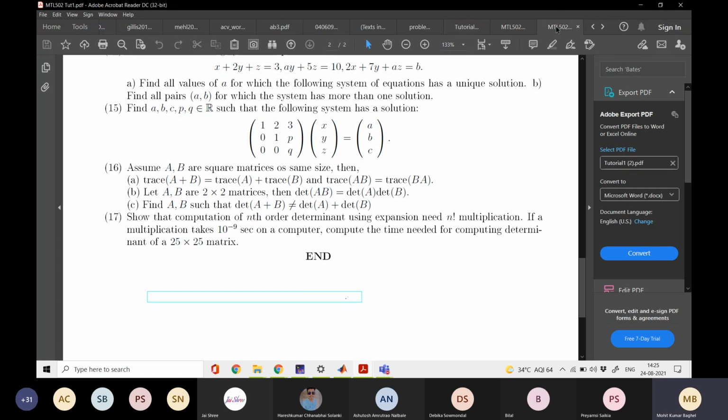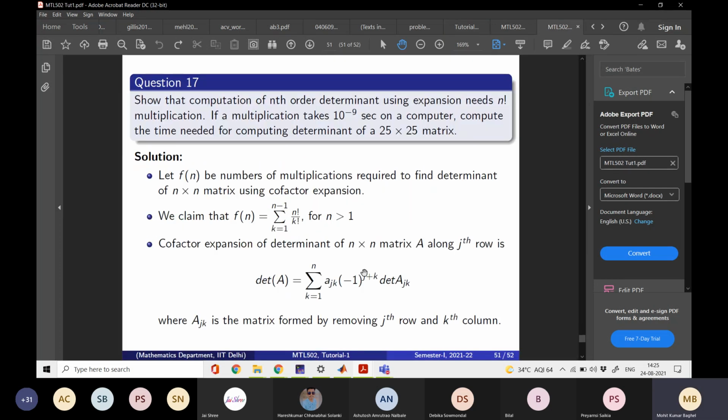So okay, let's see how we can do it. You can just mention the function fn. So we claim that the determinant can take this shape, where k equals 1 to n minus 1, and it is n factorial upon k factorial. That much number of multiplications we require to find the determinant. So there is the term cofactor expansion.